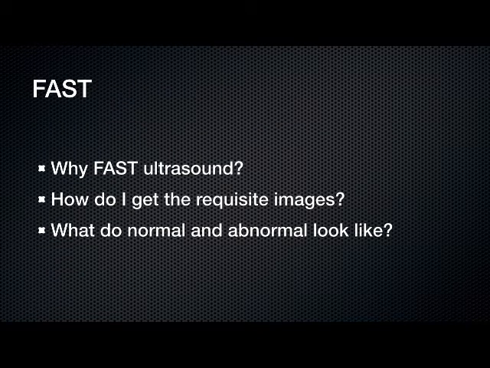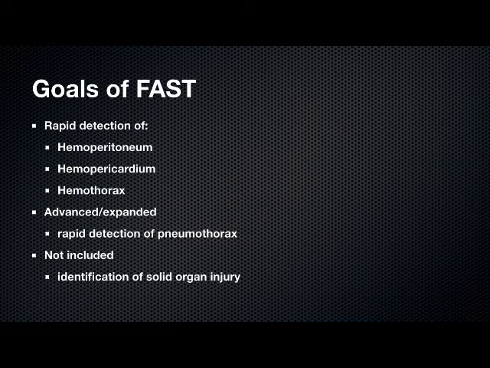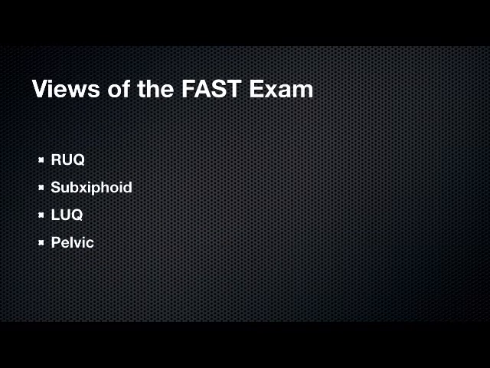So let's just move right into the FAST. I mentioned that we use this in trauma patients. We can also use it in patients that have low blood pressure, and we're not entirely sure why. And so let's just talk a little bit about that. So we're looking for blood in the belly. You're also looking for blood around the heart. You can look for blood in the lung, which is the hemothorax, and you can also look for a pneumothorax, which is just a collapsed lung where there's air surrounding it.